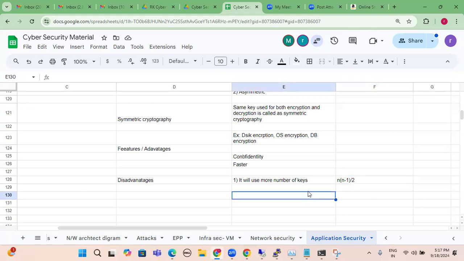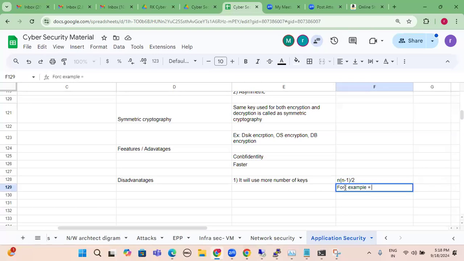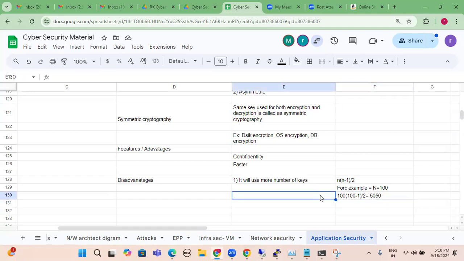So that is about how many keys it will use. For example, if you take n equals 100, how many keys are required? 100 into 100 minus 1 by 2. That will come to approximately 5050, if I'm correct, or 4050, something like that. So that is how many keys are required for just 100.